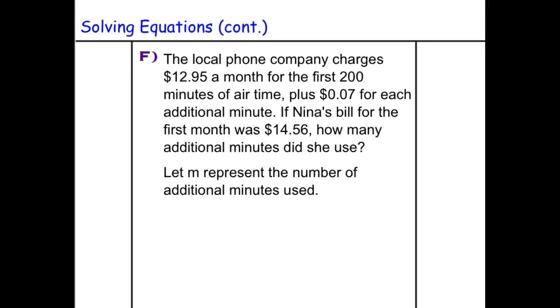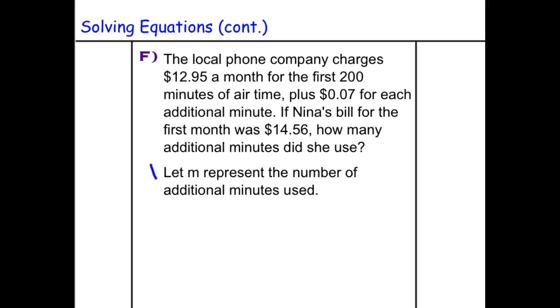We got word problems. I know, most of you see word problems and you shut down. We've got to know how to do word problems because word problems are the most applicable part of Algebra 2. So we have a local phone company. They charge $12.95 a month for the first 200 minutes of airtime plus 7 cents for each additional minute. I know most of you don't talk on your phone anymore, but go with us here. So Nina's bill for the first month was $14.56. We want to know how many additional minutes she used.